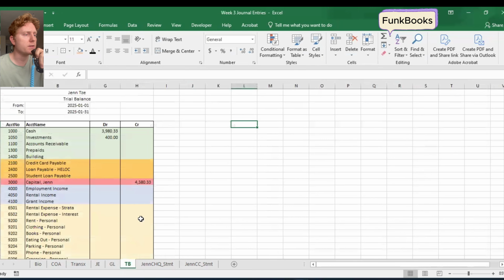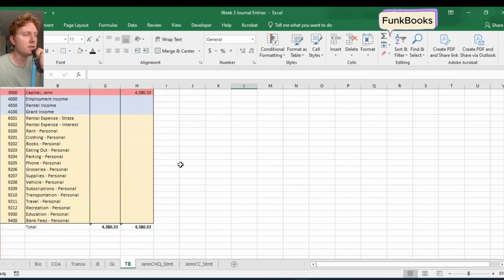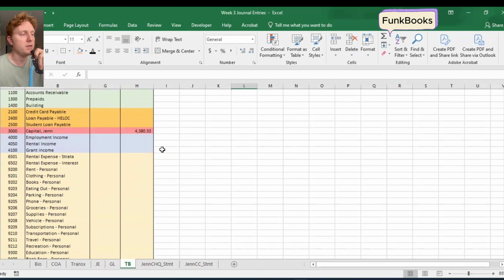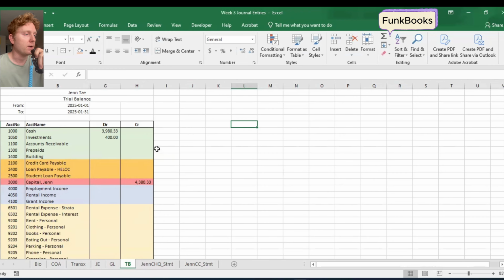We've also got the trial balance. The trial balance is essentially the blueprint for all financial statements, and it's an internal document, and right now it's pretty bare bones, but by the end of this video, it will be more full. Right now, okay, what do we have? We have our assets, right? We have cash and investments.